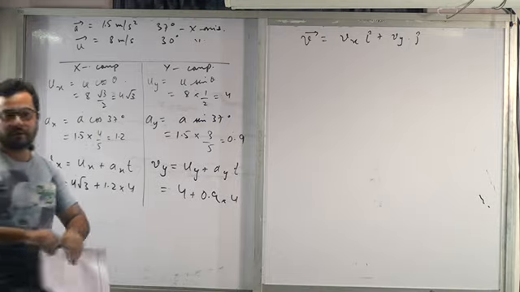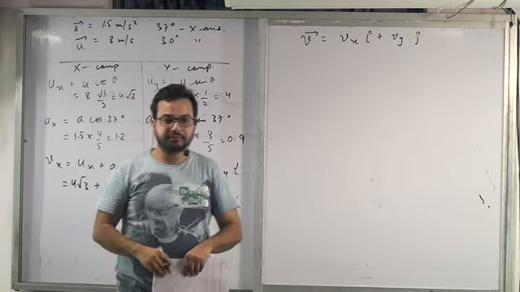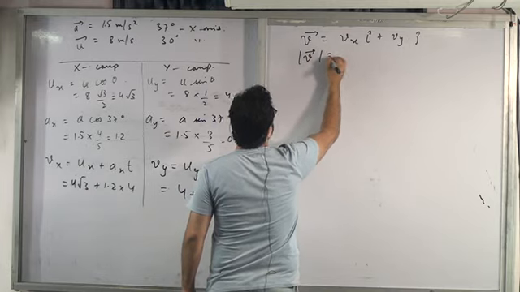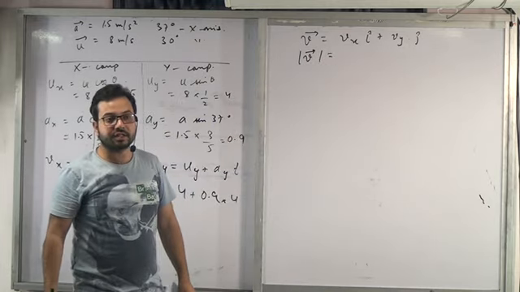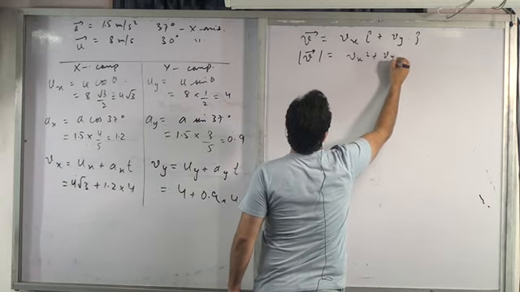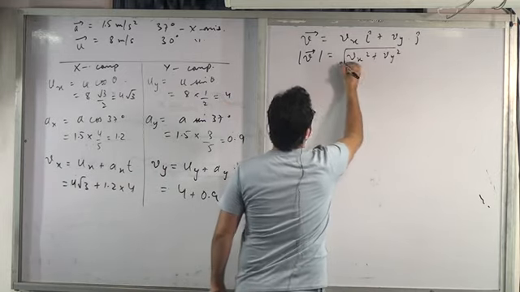If the speed is required, how do you find the speed? We'll take the magnitude of the velocity. That will give me the speed. What will be the speed? The speed will be the square root of Vx square plus Vy square.